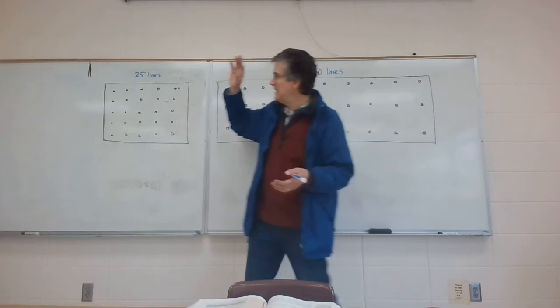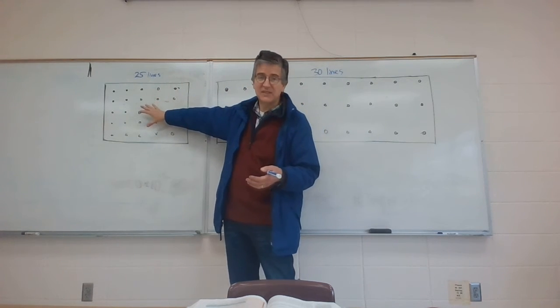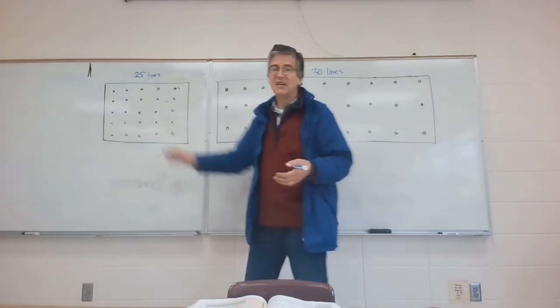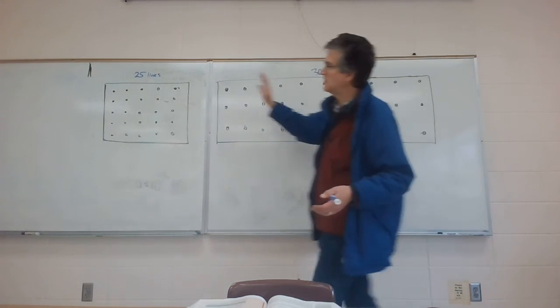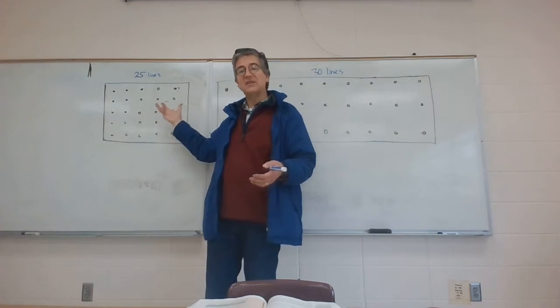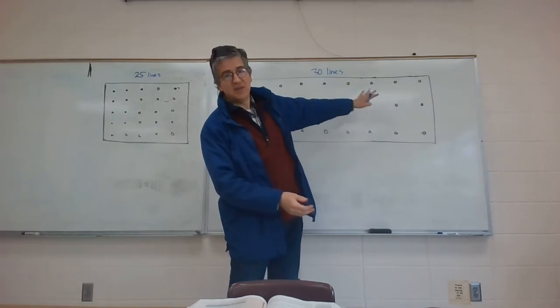So this one is denser, has a greater flux density. But this one has the greater overall flux because this has 30 lines and this only has 25 lines. This one is denser, but there are more of them total.